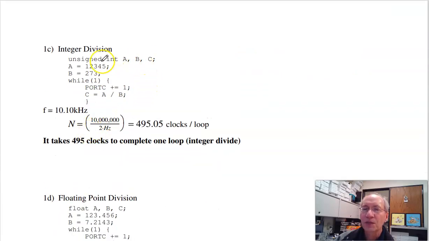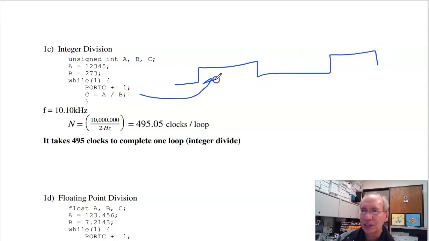Integer division. If I take these two numbers and divide them, same code as before, but now there's no for loop. Now what I get is each division is this amount of time. Measuring the frequency, I got 10.1 kilohertz, meaning this is 495 clocks to do an integer division.